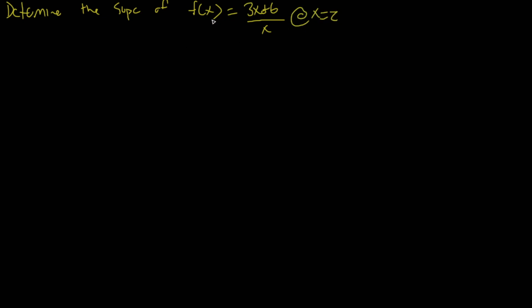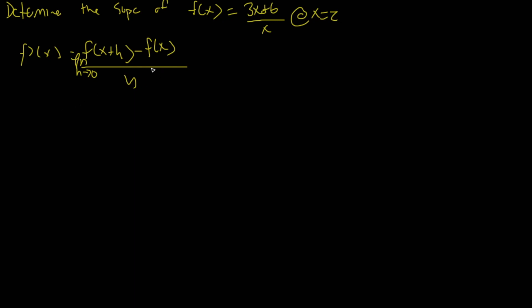Now, let me try a different problem. Determine the slope of f at x equals 3x plus 6 over x at x equal to 2. Now, this is really, really hard to work with, right? Because if I have f prime at x equal to f at x plus h minus f at x over h, limit as h approaches 0, I'm going to have a fraction over a fraction, right?